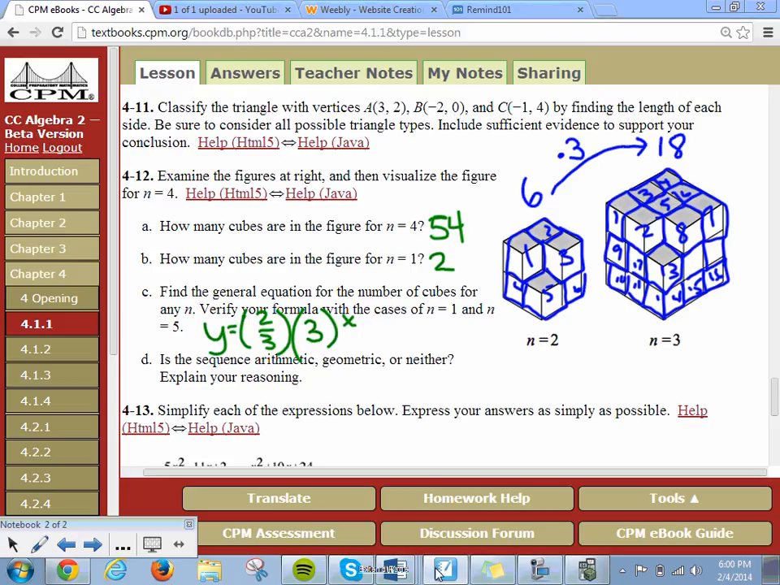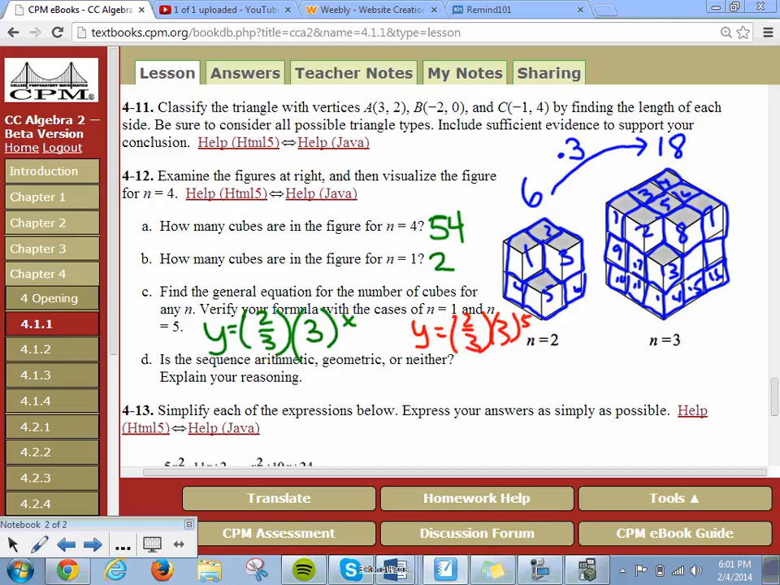All right. With that, we want to verify for n equals 1. So if I plug in 1 for x, I take 2/3 times 3 to the first, and that should be giving us 2, which it does. So excellent. Sorry, I realized I just checked that on my calculator and you didn't see me do any of the work. But I verified it works, and then I would just plug in 5 for the next one.